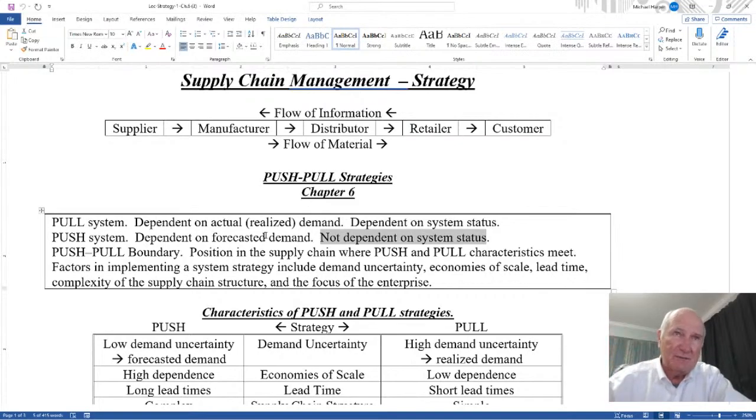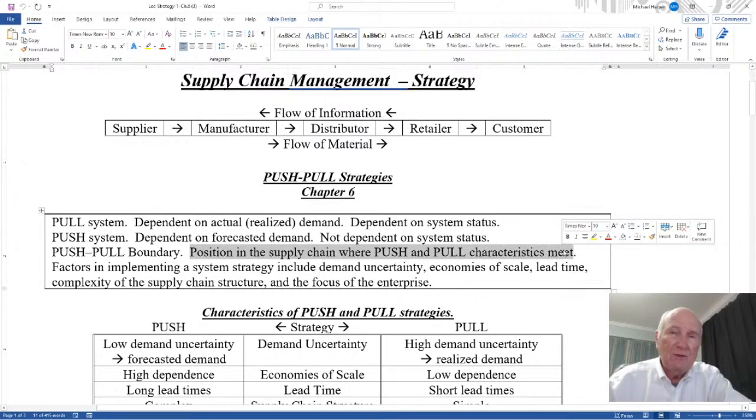It's the forecasted demand. Now, the push-pull boundary is a position in the supply chain where the push and pull characteristics meet. You can have a push system upstream and a pull system downstream where they meet. That's the push-pull boundary. And usually within an organization, a company, you'll have a push-pull boundary. But in a supply chain, you can have these boundaries in multiple places.